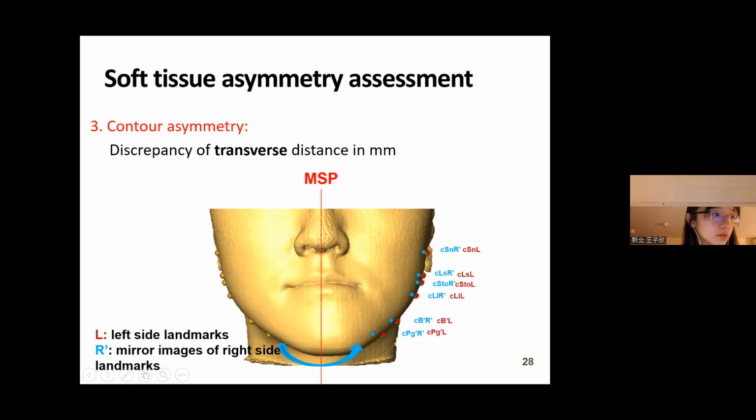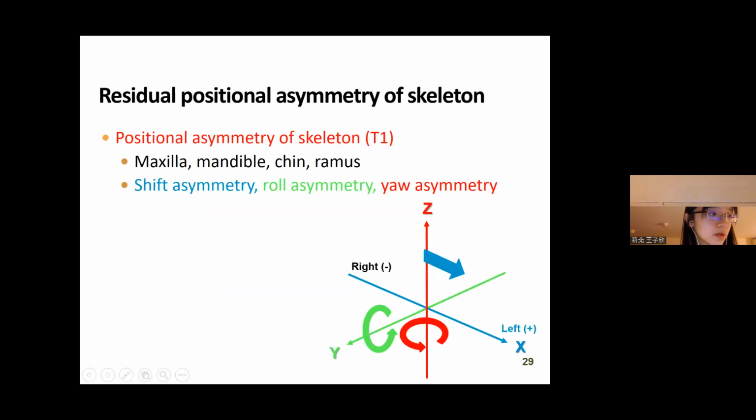The contour asymmetry was the discrepancy of transverse distance between right and left facial contour points. The second part of the study is post-op positional asymmetry of the skeleton, including maxilla, mandible, chin, and ramus. Shift, roll, and yaw asymmetry will be calculated.